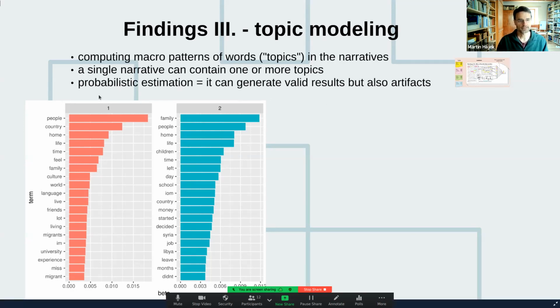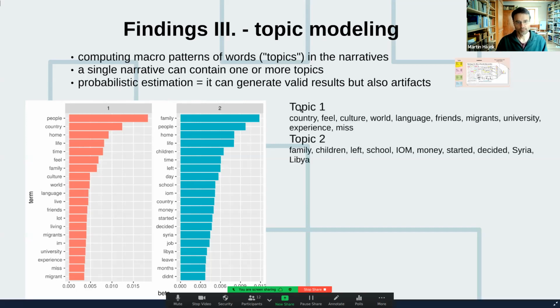I did analysis for two topics, in R, and we can see that the first topic has specific words like country, field, culture, world, language, friends, migrants, university experience, while the second topic, the blue-green, has family, children, left school, IOM, the International Organization for Migration, money, started, decided, Syria, Libya. This is the result. There are two topics.